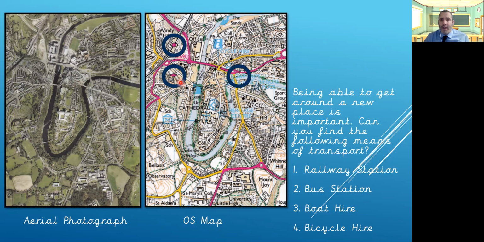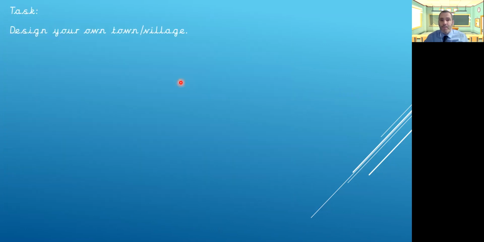Boat hire. That was a difficult one to see. This took me a little bit of time to find because, as I said, the map's quite busy. There's a lot of information on top of other information. And bicycle hire is just above it. So well done if you found all four of those. This is a tricky one to read and some of it is quite hard to see, certainly looking at it on a screen. If we could have the map in front of us, it would probably be a lot easier to read.